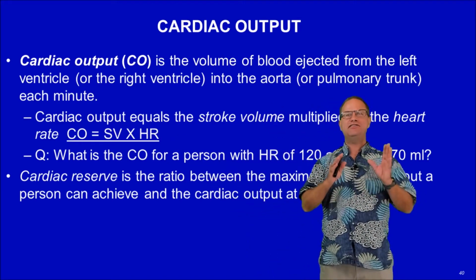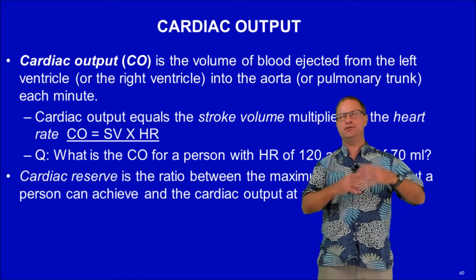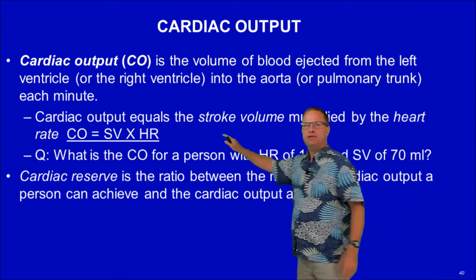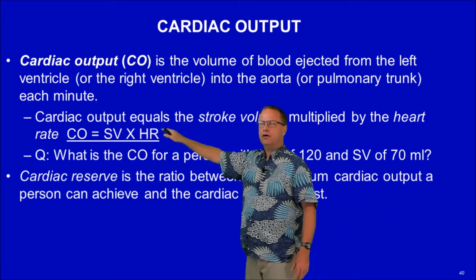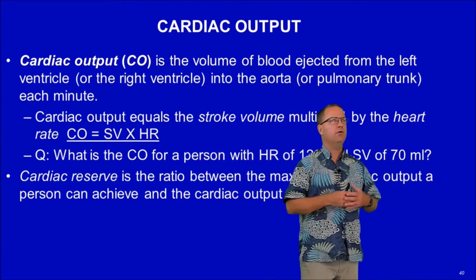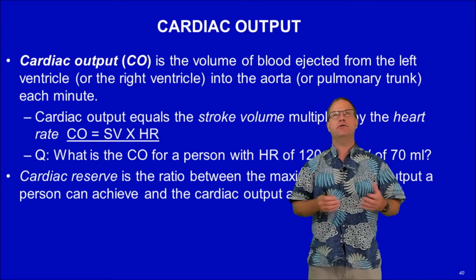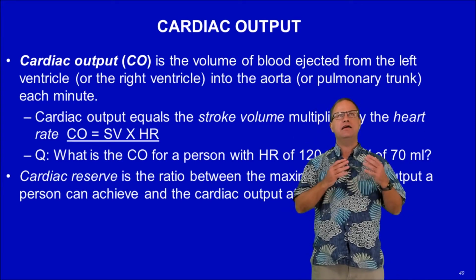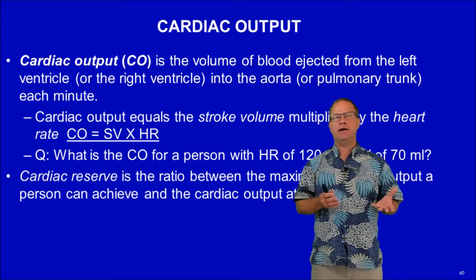I will always tell you the stroke volume on a test. You don't have to figure that out. But you just need to know that the cardiac output is simply that stroke volume multiplied by the heart rate. So think about what your normal heart rate would be. Let's say your heart rate right now is 80 beats per minute. If I tell you that stroke volume is 70 milliliters, what does that come out to be?